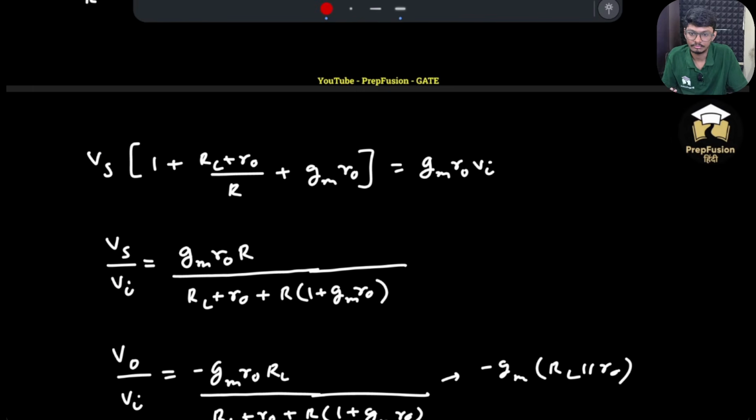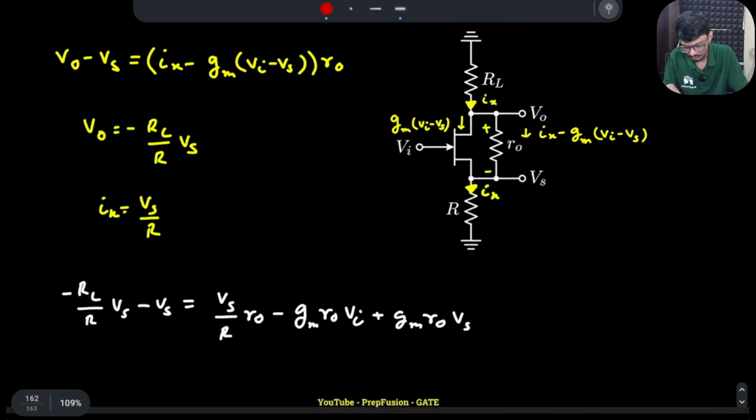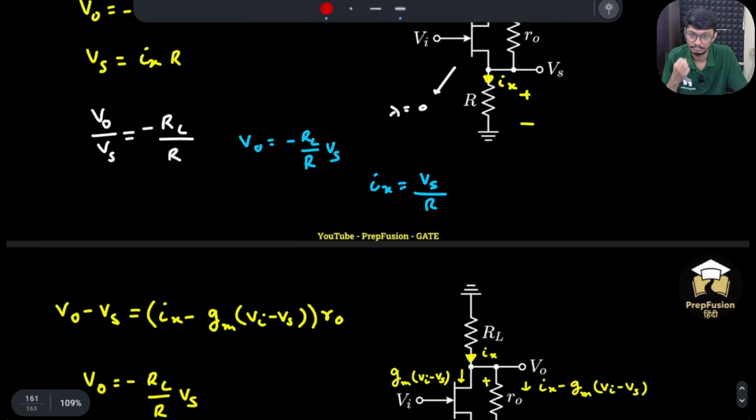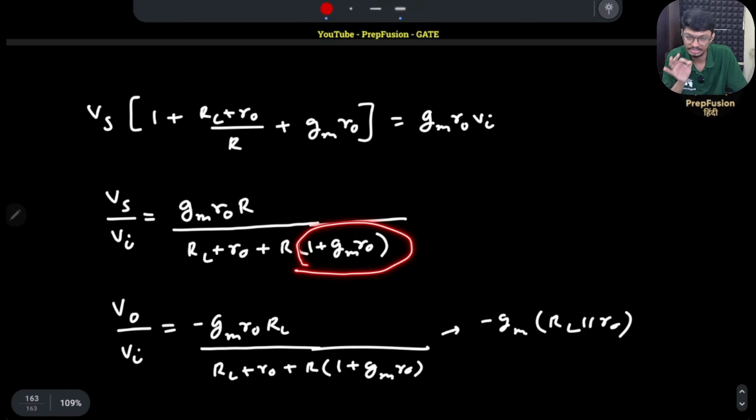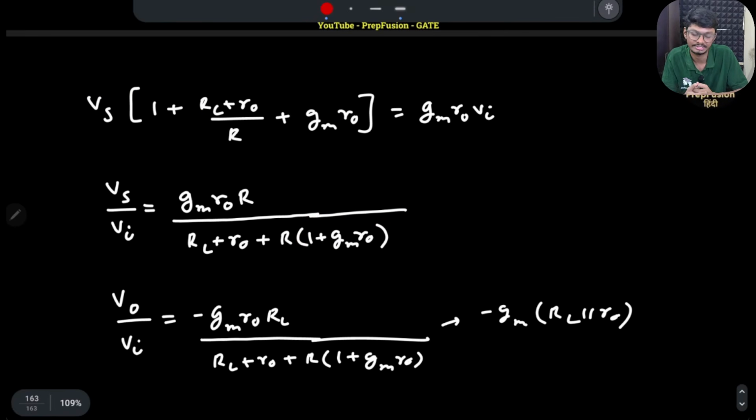Now, this took us how much time? Around 10 minutes, but because I'm explaining a lot. In the interview this will take you 3 to 4 minutes, right? There is a way to solve it. Like, you're seeing this feedback factor 1 plus GM Ro, there is an interesting intrinsic gain factor that is getting multiplied.